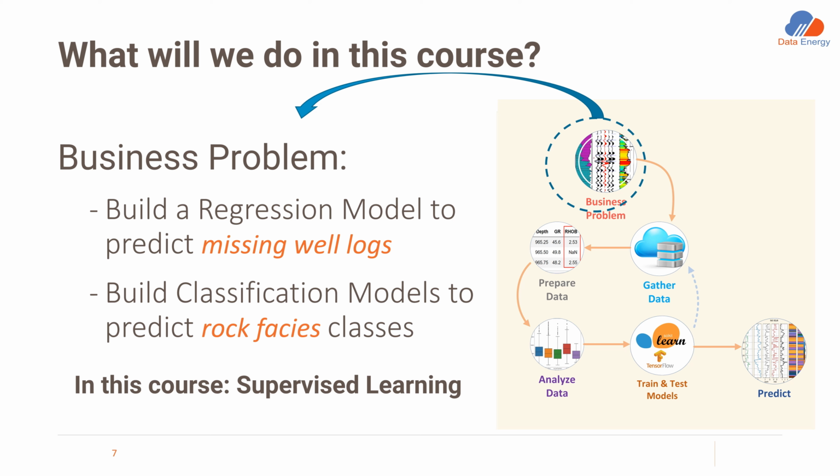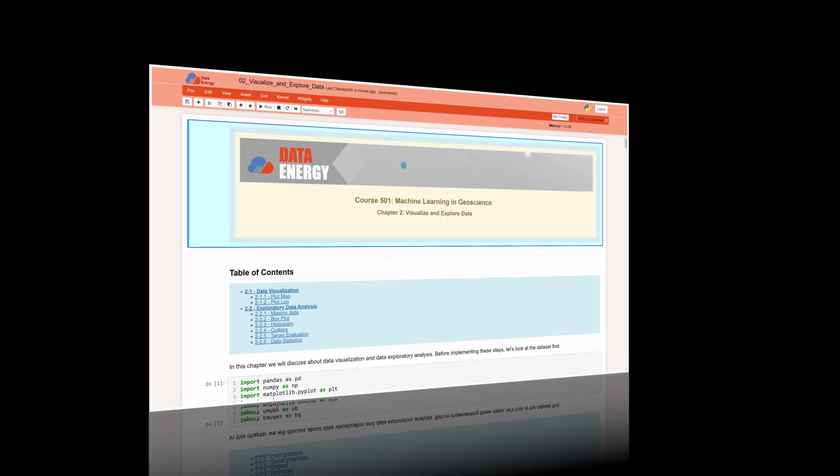Once we have our data, the next step is to prepare it. This involves cleaning the data, handling missing values, and ensuring that it's in a format suitable for analysis. After preparation, we analyze the data to understand patterns and relationships that could be predictive. With our data ready and understood, we move on to the core of machine learning, training and testing models.